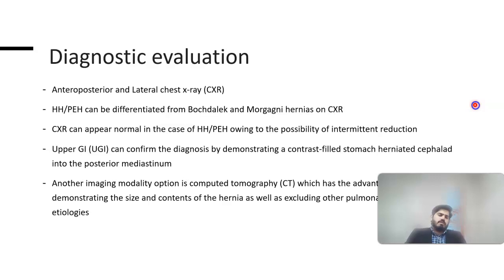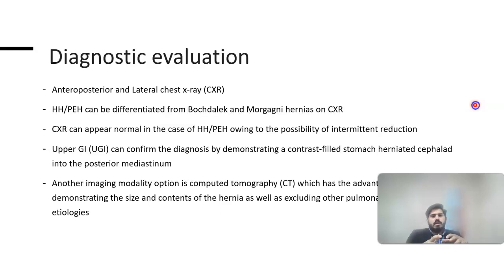Now, coming to diagnostic evaluation, how do you diagnose a case of hiatal hernia? The patient comes to you with all these kinds of signs and symptoms and you think it might be a hiatal hernia, or it can come with small complaints like upper respiratory tract infections or repeated infections. So the first and foremost thing is a chest X-ray. You go for anterior, posterior, and lateral chest X-rays. The chest X-ray can tell you about Bochdalek or Morgagni types of hernias, if there are any.